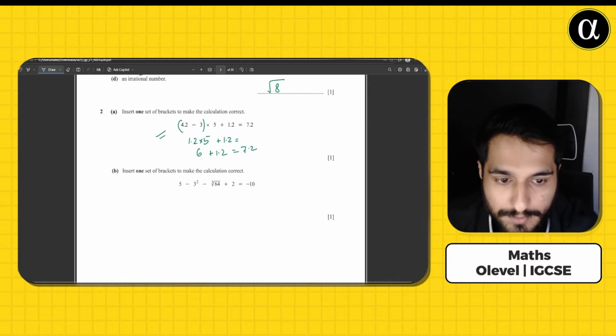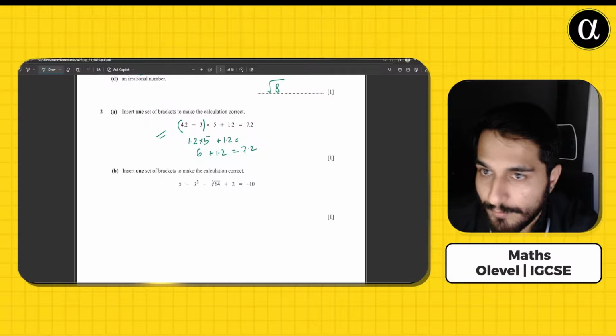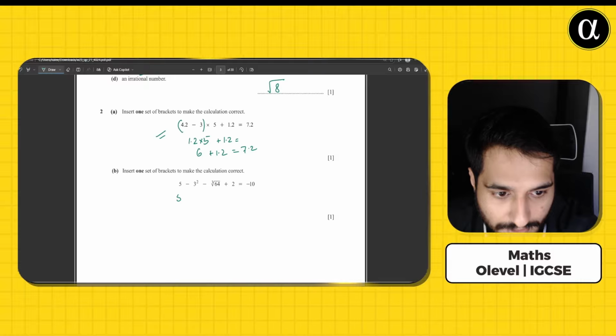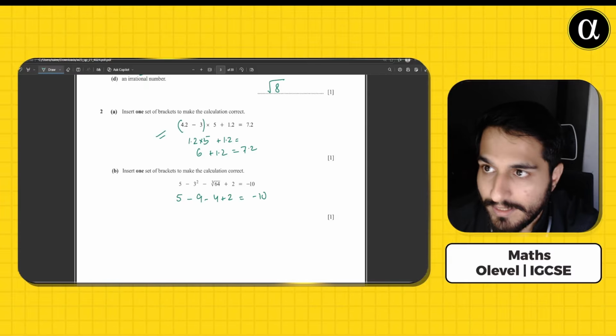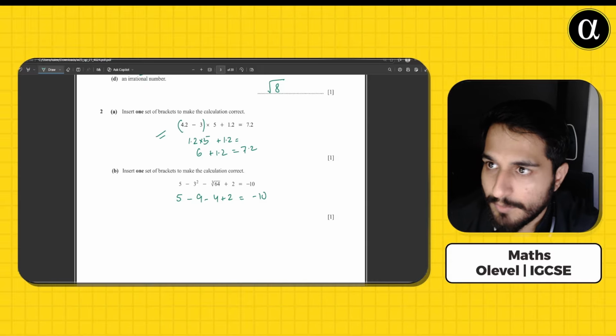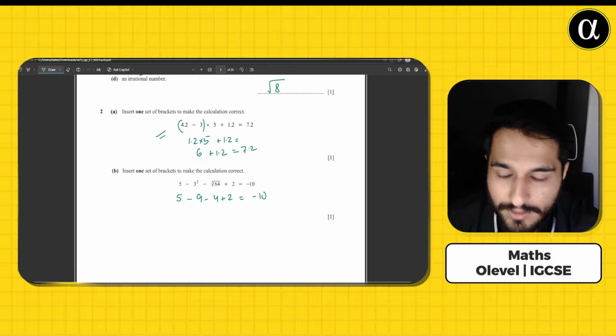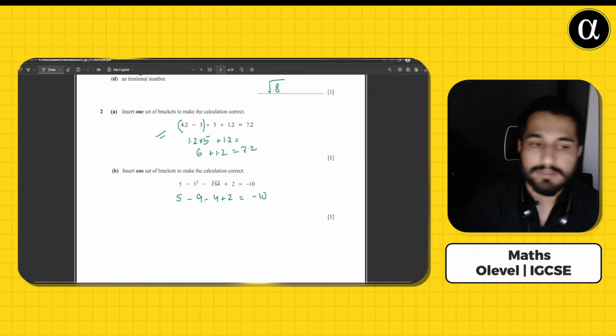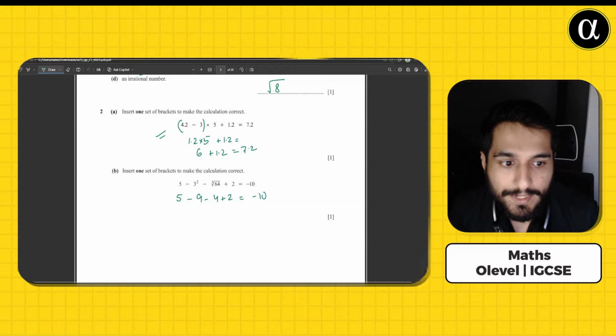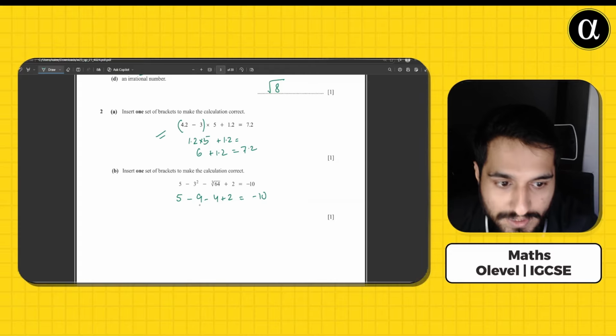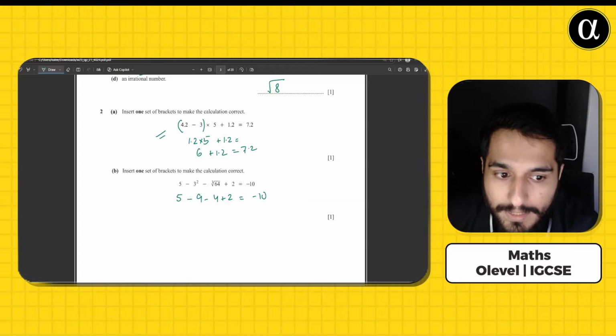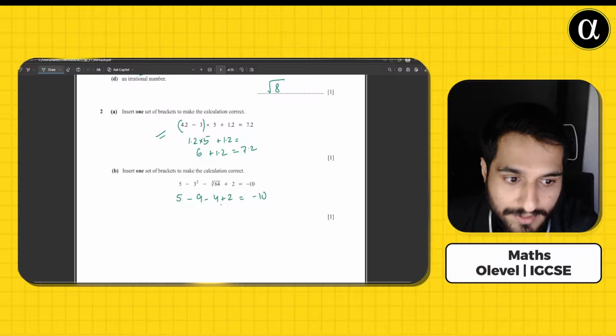Now for part B, similarly, we need to solve it, but before we solve it, we'll simplify this. Now how can we simplify? We can say it's going to be 5 minus 3 squared, which is 9, minus the cube root of 64, which is 4, plus 2, and that should give us minus 10. Now we need to keep in mind, for addition or subtraction, the order doesn't matter much. When we add those, it's going to give you the same answer always. So when I apply a bracket, it may not help much in certain scenarios.